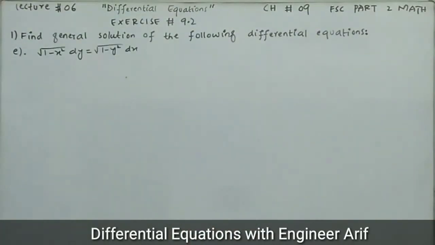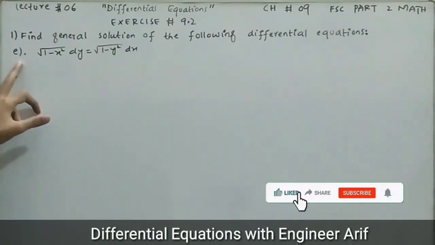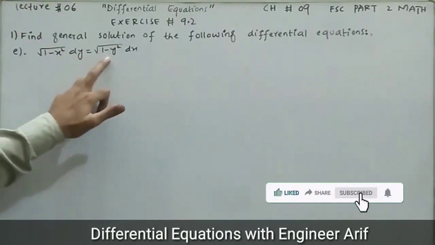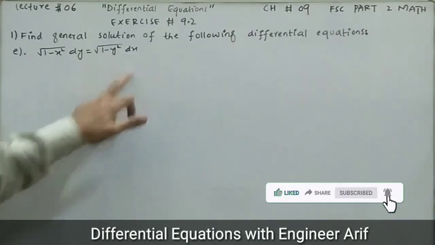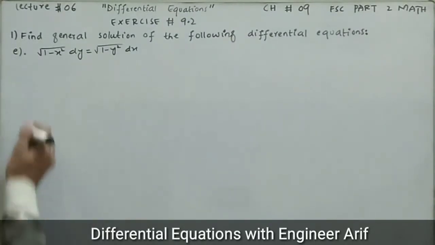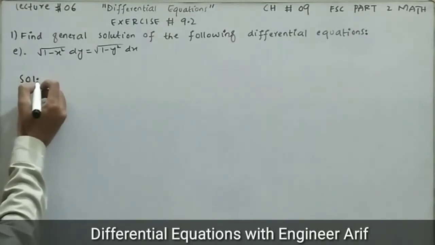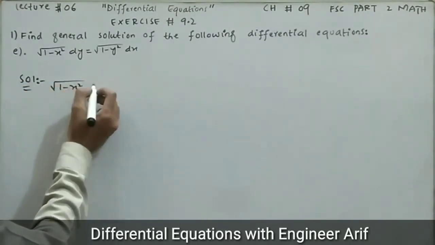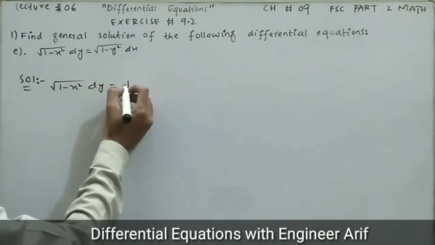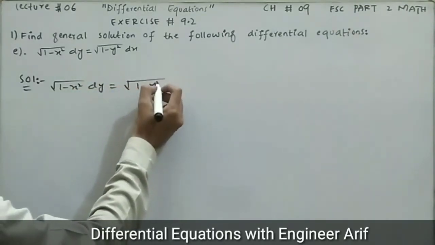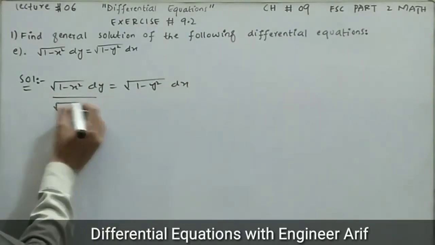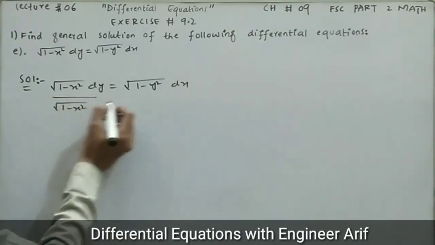Now let's understand the fifth part, part number e of the same question number 1. Square root of 1 minus x square into dy is equal to square root of 1 minus y square into dx. So let's understand this question step by step. So taking the given differential equation, square root of 1 minus x square dy is equal to square root of 1 minus y square into dx. So divide both sides by under root of 1 minus x square.